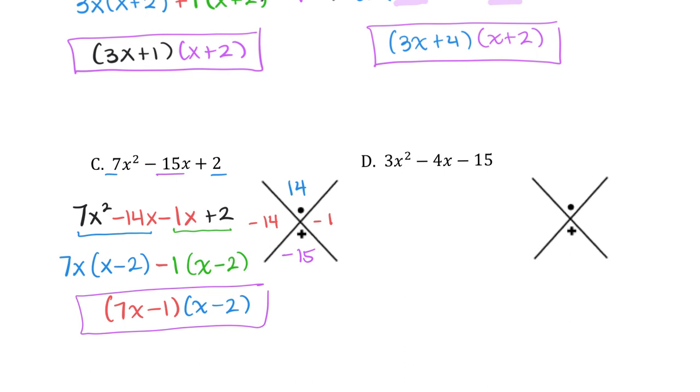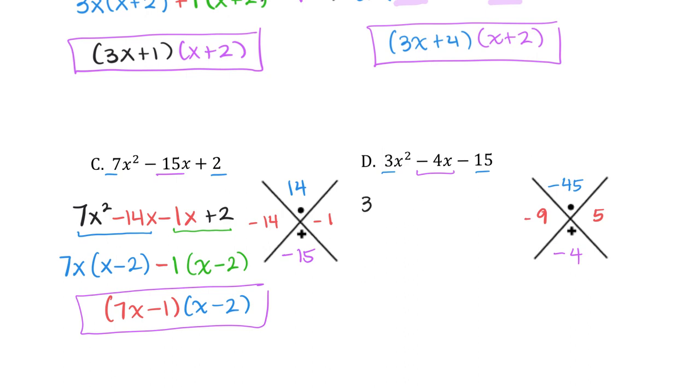Okay, one more like this. This is adding up to negative 4. It's timesing to 3 times negative 15, negative 45. Okay, to get negative 45. 15 and 3. No, that's not going to give me 4. 9 and 5. Well, I could do 9 and 5. 9 times 5. One of them has to be negative. It must be negative 9, so it adds up to negative 4.